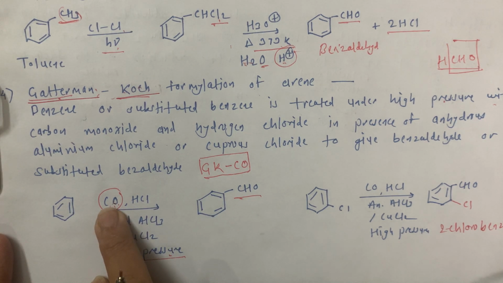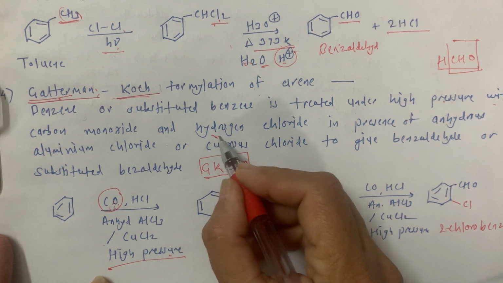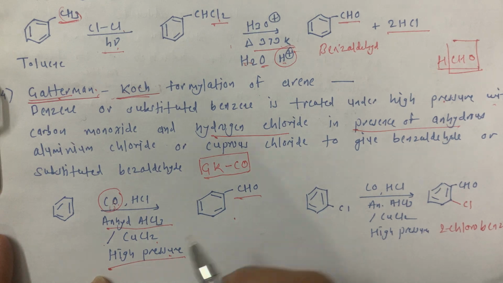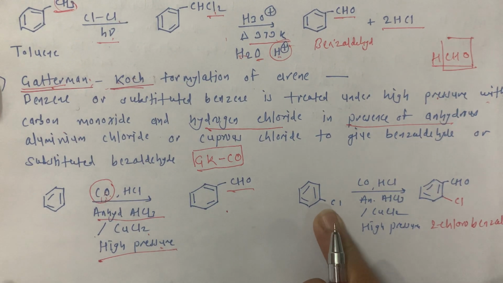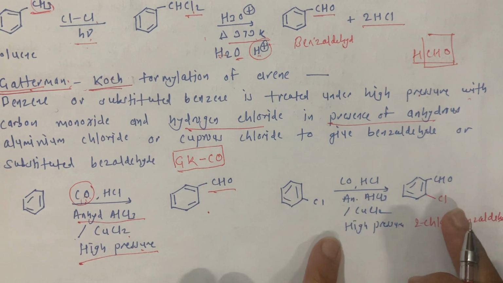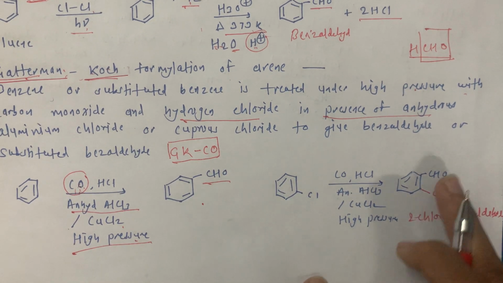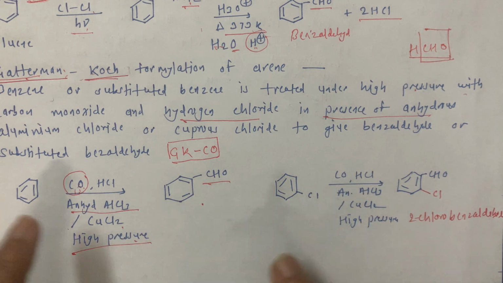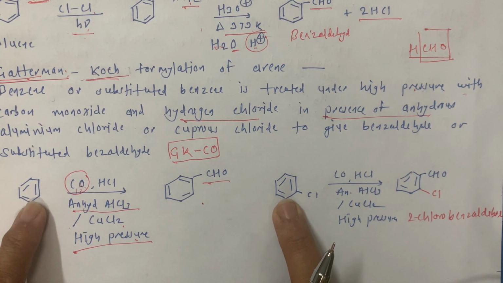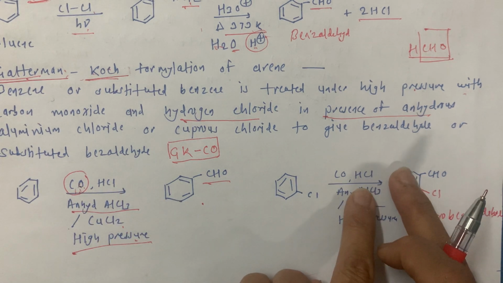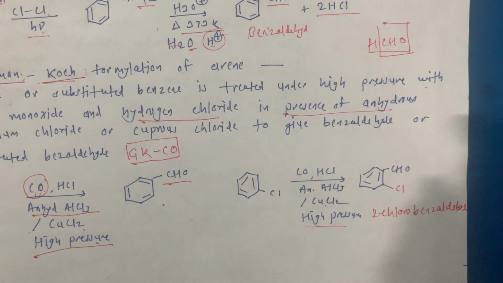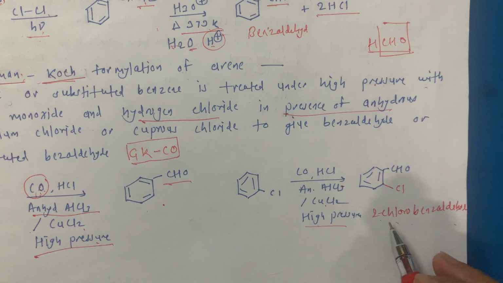Okay, so this is carbon monoxide and hydrogen chloride in presence of anhydrous AlCl3, or cuprous chloride, to give benzaldehyde or substituted benzaldehyde. Substituted means if here it is chlorine, then this is the substituted benzene, and when with this chlorine we get this product, then this is substituted benzaldehyde. Reagents are the same. This is benzene, this is substituted benzene. Carbon monoxide, HCl, anhydrous AlCl3 or cuprous chloride, high pressure, and here it is benzaldehyde, while this product is 2-chlorobenzaldehyde.